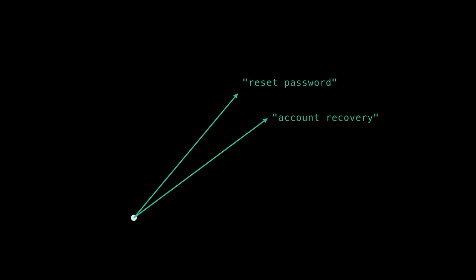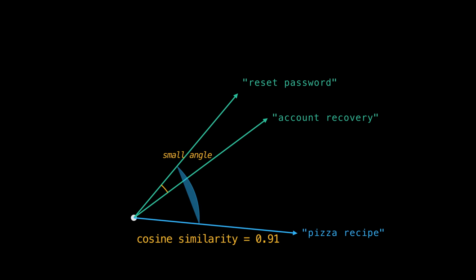Now, how do we measure a similar meaning? Picture each embedding as an arrow from the center. Reset password and account recovery point almost the same way. Pizza recipe points off in another direction. We measure the angle between 2 embeddings. A small angle means similar meaning. This score has a name. It is called cosine similarity.